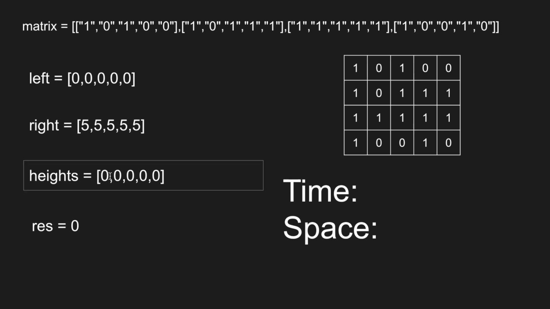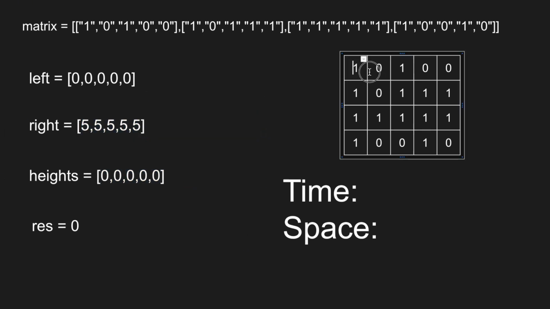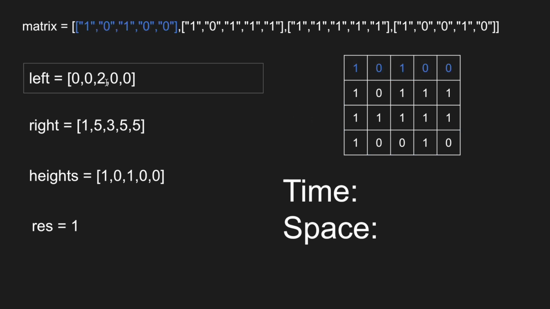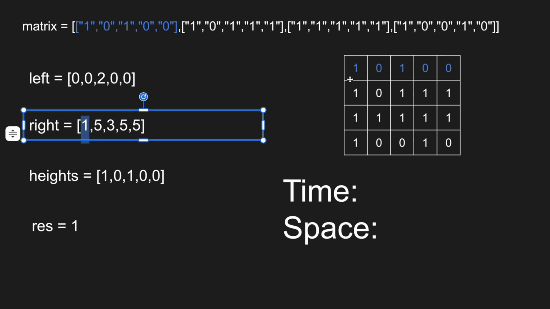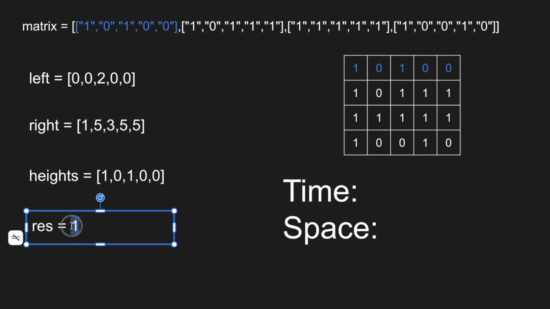So let's go over this example real quick. Initialize left to all zeros, heights to all zeros, and right would be all 5s because the length of each row is 5. Now the leftmost we can make right here is 2, and this is 0. And the rightmost we can make is column 0 plus 1 and column 2 plus 1. And the heights would be 1 over here and here at these places. And obviously the maximum area we have found so far is 1, so we set result to 1.